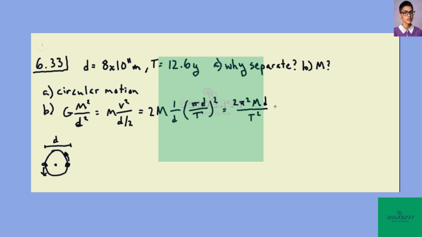And going back to over here, this is equal to the gravitational force. So solving this for the mass, we get 2 pi squared d cubed over G, big G, T squared. And so we find that each star has to have a mass of 9.6 times 10 to the 29th kilograms.